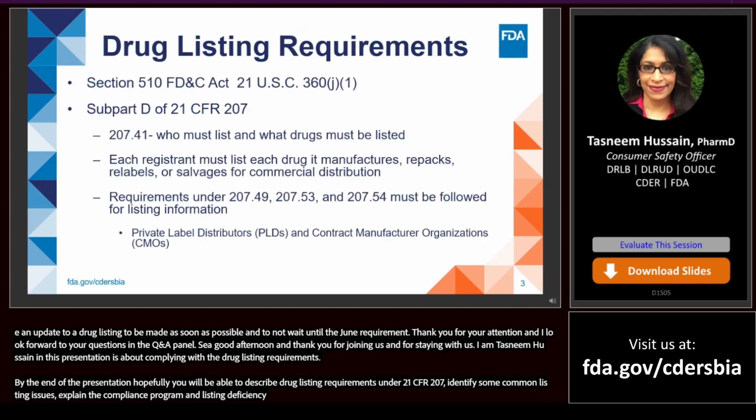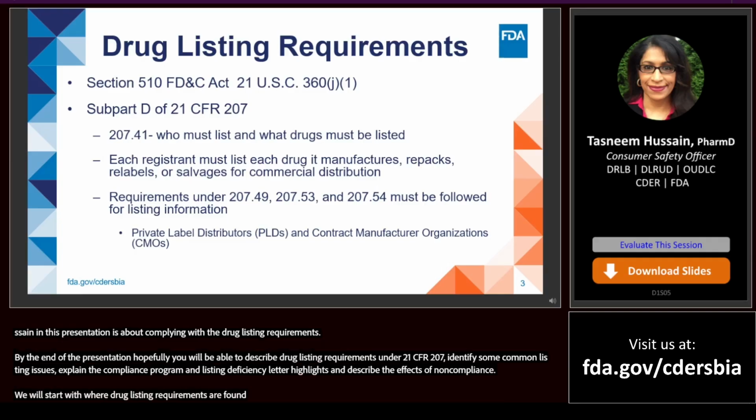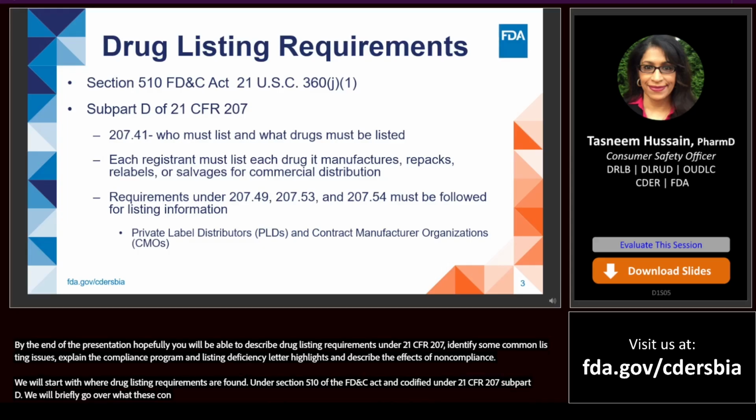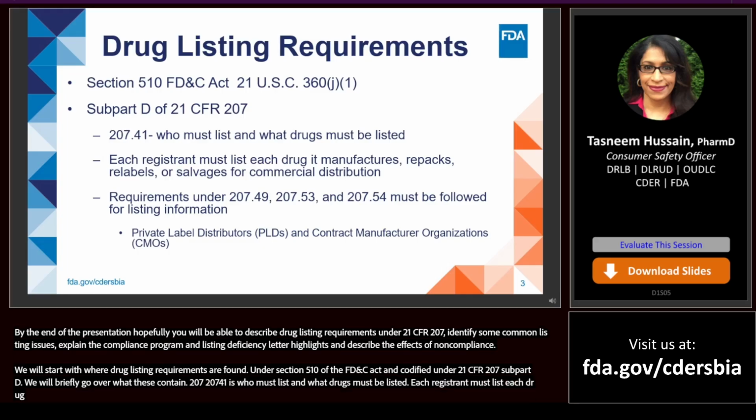So we will start with where drug listing requirements are found. They are found under Section 510 of the FD&C Act and codified under 21 CFR Part 207, Subpart D. We will briefly go over what these sections contain. 207.41 includes who must list and what drugs must be listed. So each registrant must list each drug that it manufactures, repacks, relabels, or salvages for commercial distribution.